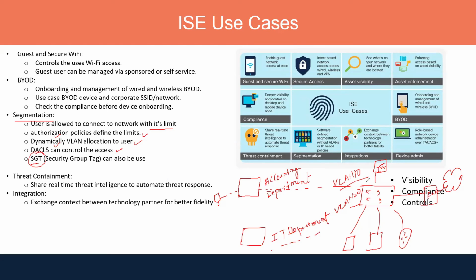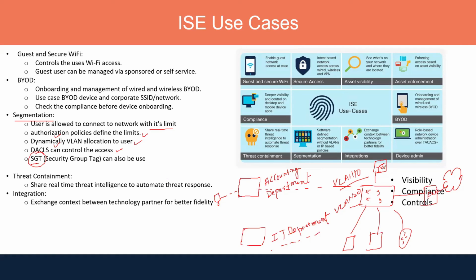Like in MPLS, we can do this by creating different RDs, and with the help of RDs, within the same device we can have multiple routing tables. So we can do end-to-end segmentation based on the RD. But the same thing could not happen with ISE.